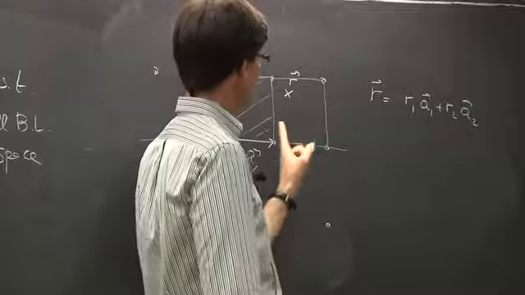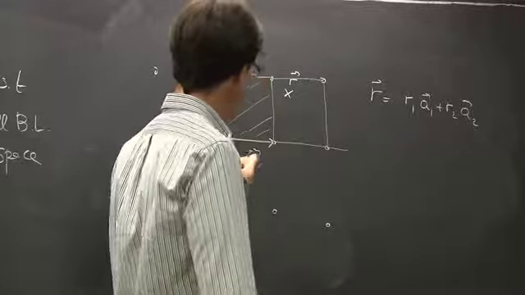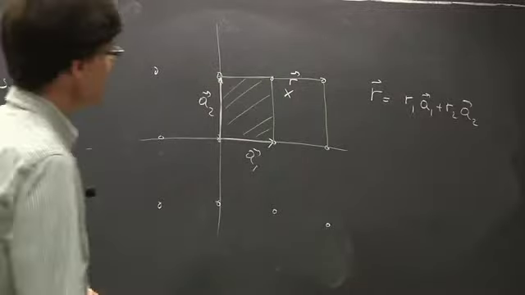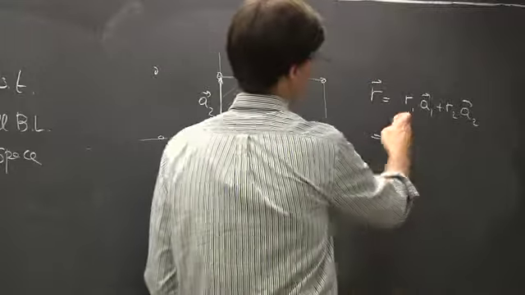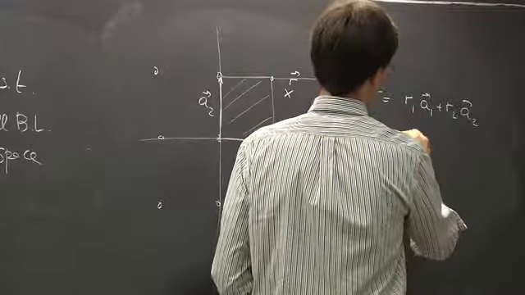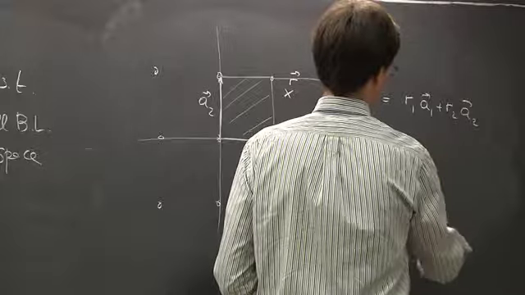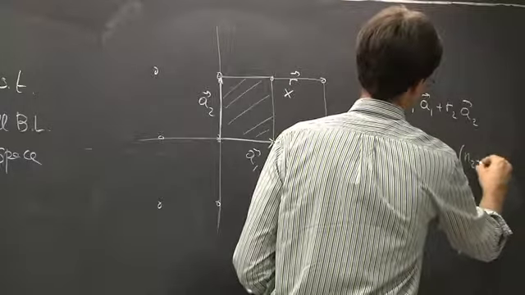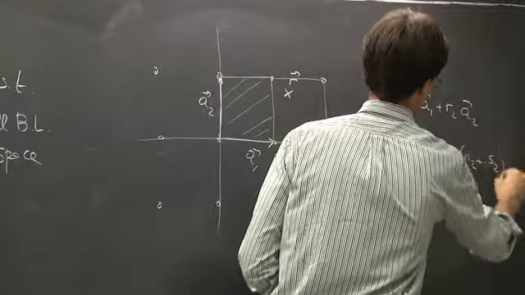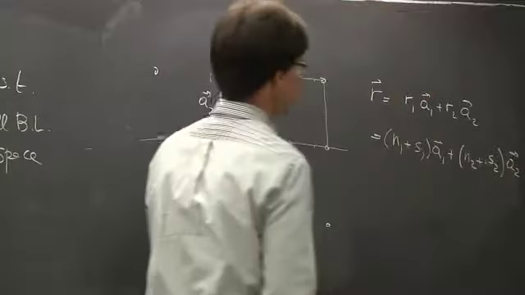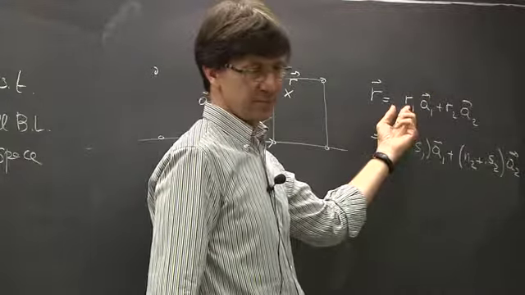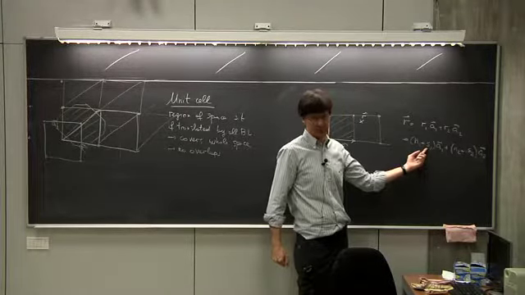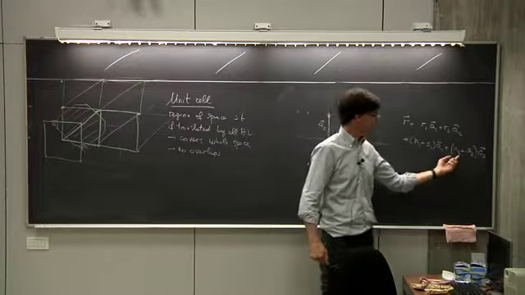But this point belongs to the next unit cell, that is, to a unit cell which has been translated by A1. But then what I'm saying is equivalent to saying that this R1 can be decomposed into an N1 plus S1, A1, plus, in principle, an N2 plus S2, A2. That is, any real number, I can express as the closest integer plus a number which is between 0 and 1. Same with R2.